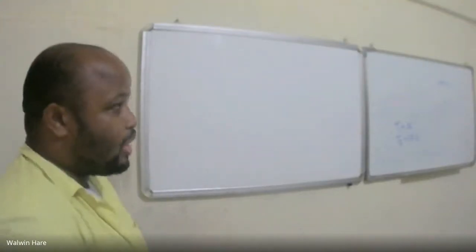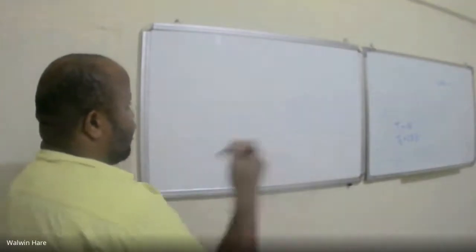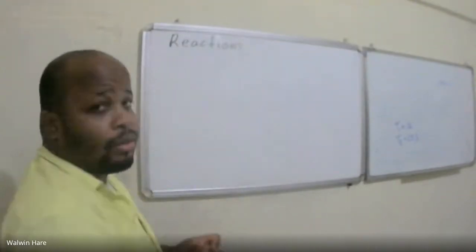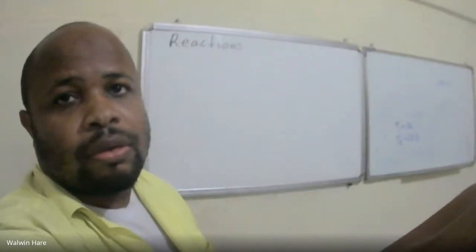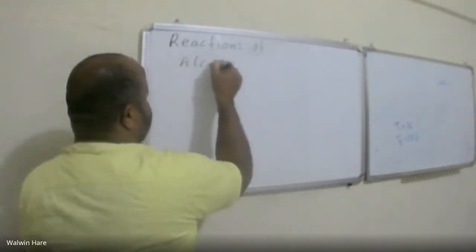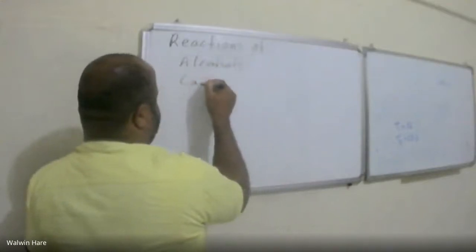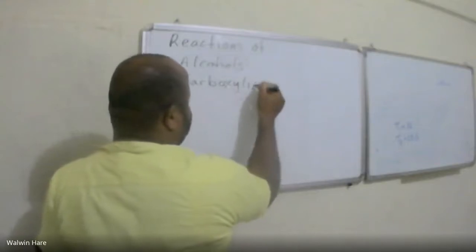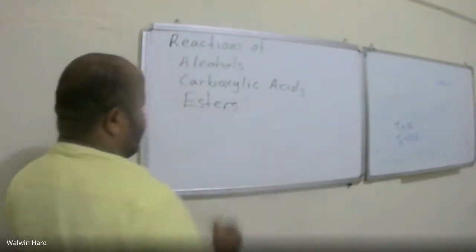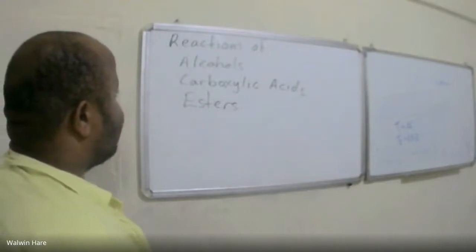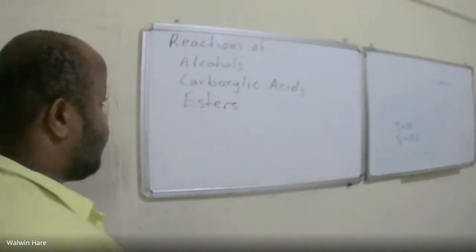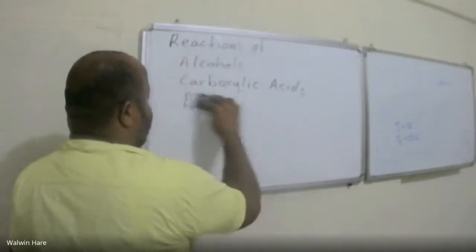All right, so for today's class, I want to look at the reactions of alcohols, carboxylic acids, and esters. We already did alkanes and alkenes. We're going to focus on alcohols, carboxylic acids, and esters, and we're going to start with alcohol.